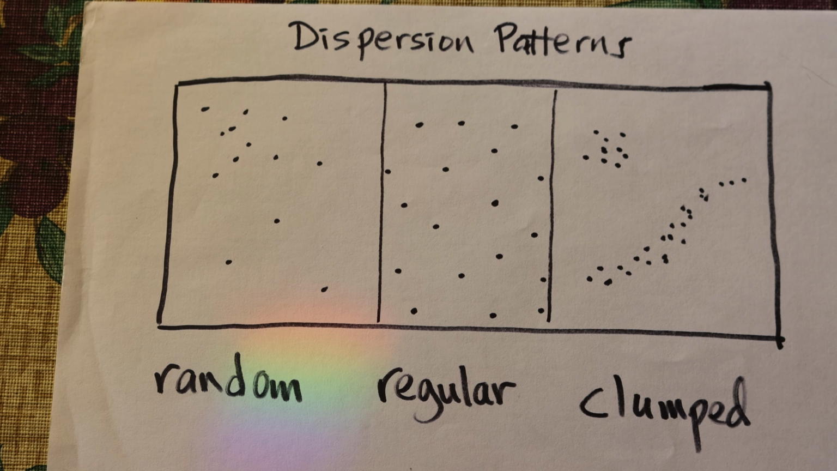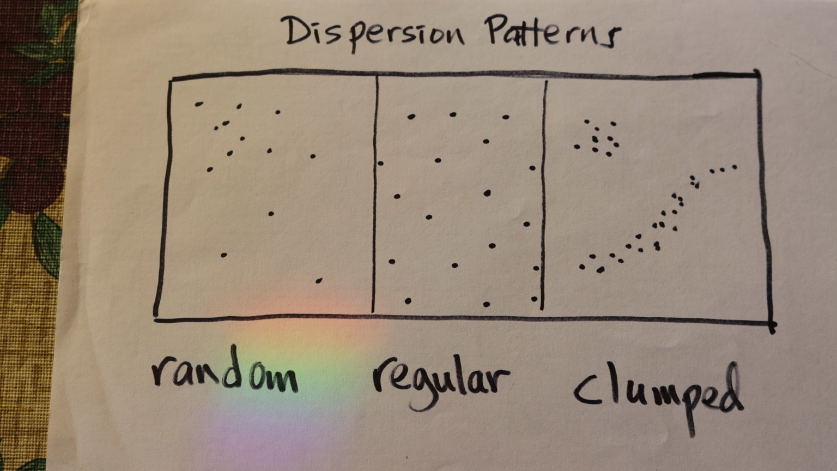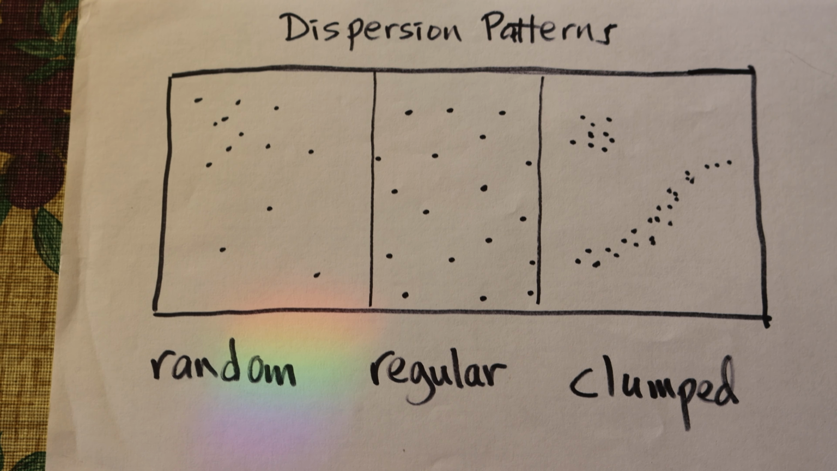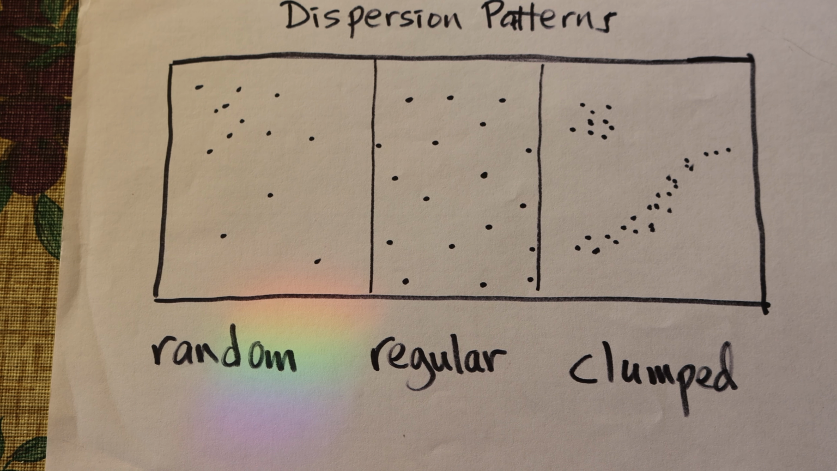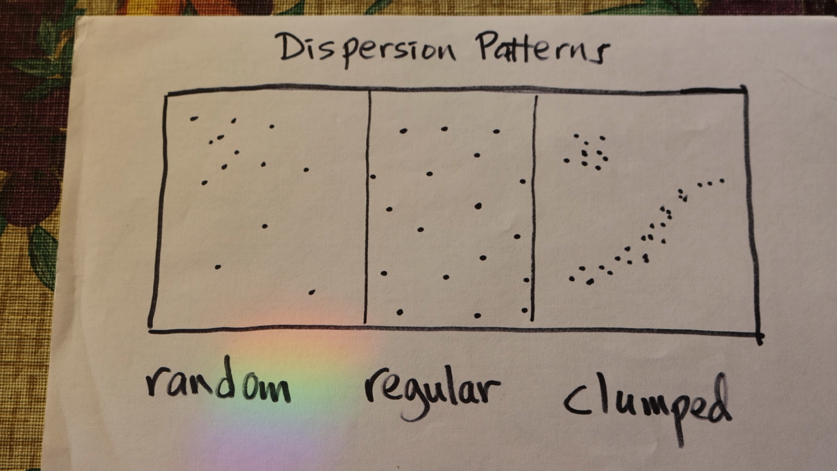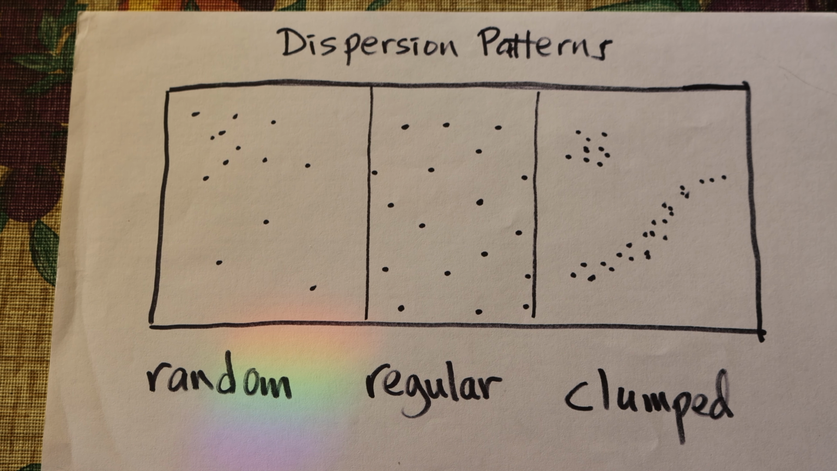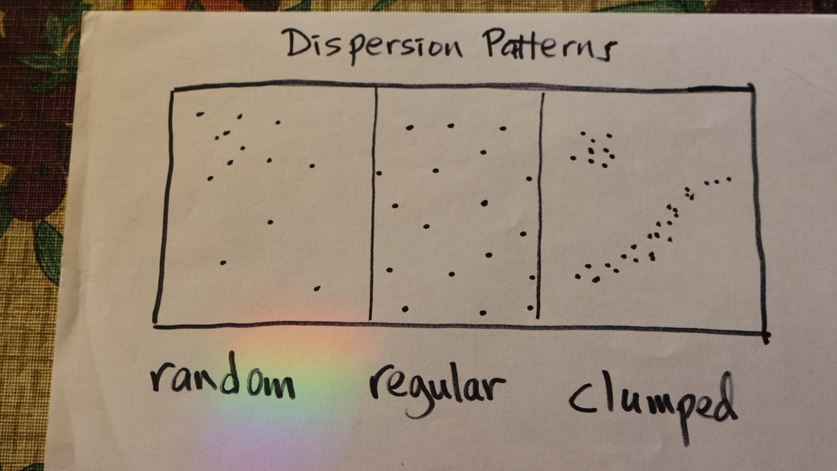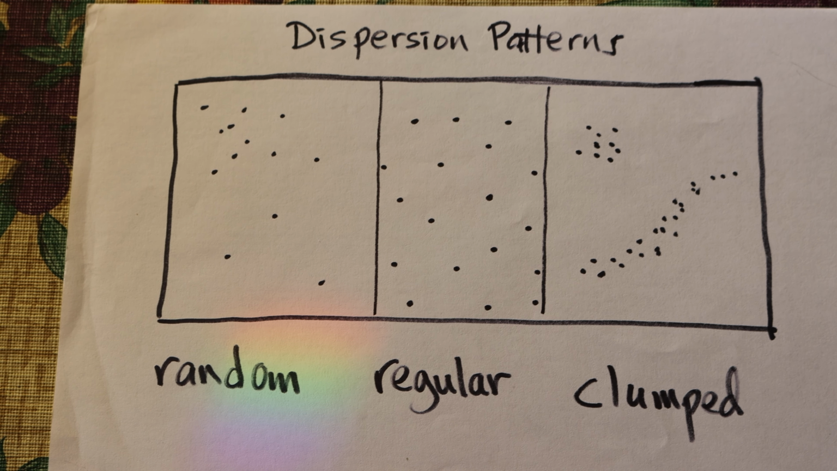Now, if we're talking about animals, then some different things can happen. So, for example, again, the randomly spaced pattern on the left would imply a lack of interaction between the individuals. In other words, they're not really affecting each other's occurrence.